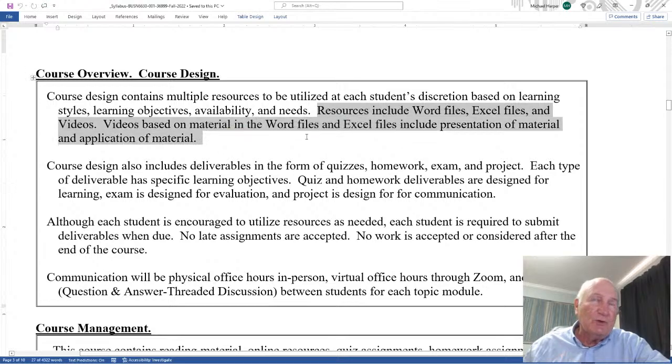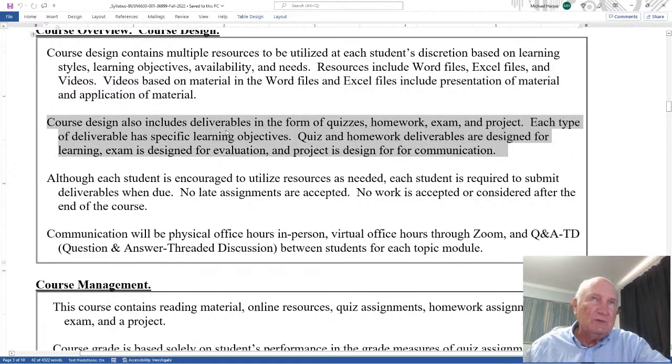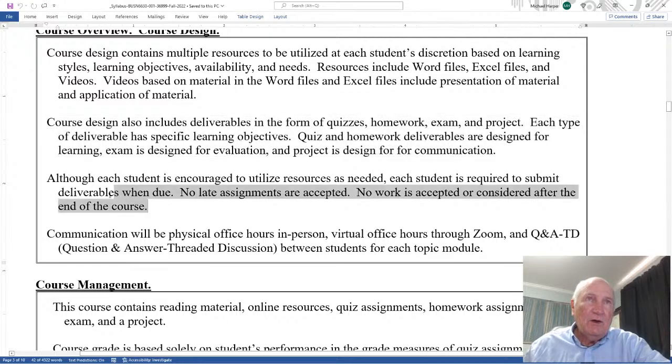Videos are based on the material in the Word files and Excel files, and they include presentation of material and application of the material. Course design also includes deliverables in the form of quizzes, homework, exam, and project. Each type of deliverable has specific learning objectives. Quiz and homework deliverables are designed for learning. Exam is designed for evaluation, and a project is designed for communication. Although each student is encouraged to utilize resources as needed, each student is required to submit deliverables when due.